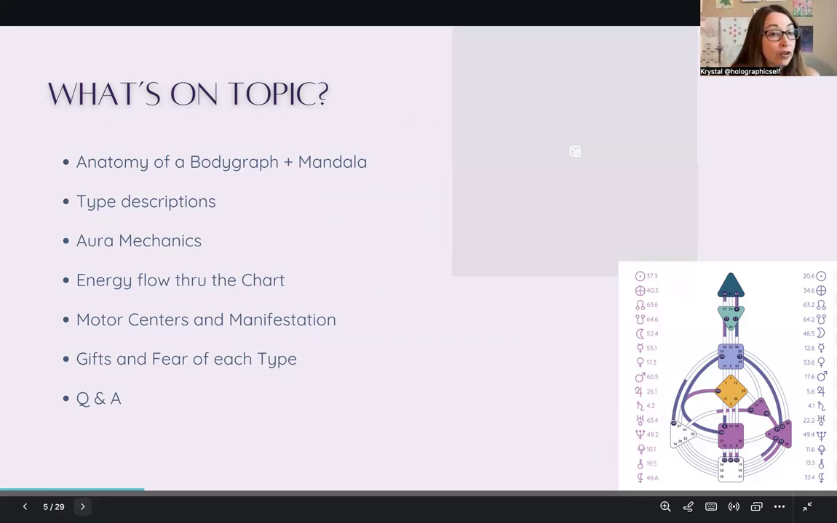And we're going to go through type descriptions, aura mechanics, energy flow in the chart, our motor centers, and how energy moves through us. And then we're going to go for the gifts and fear of each type. So there's a lot happening here. And if we get to it, I will also talk about strategy and authority, which is the best human design hack. But we may not have time.